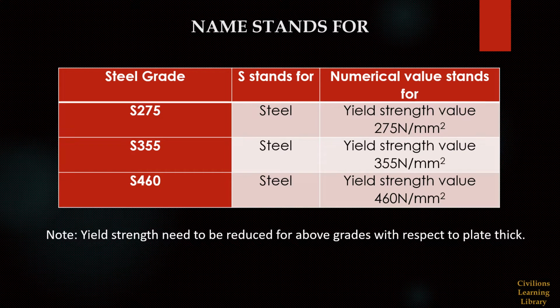If the numerical value is 275, then the yield strength for the particular plate or the member is 275 Newton per mm square. For 355 grade, the yield strength value is 355 Newton per mm square. For 460, the yield strength value is 460 Newton per mm square. Also, we need to reduce this yield strength value based on the plate thickness. Next, yield strength reduction value.